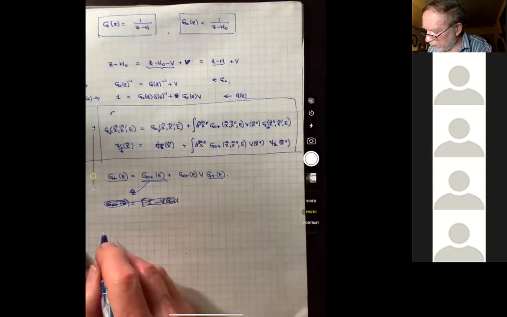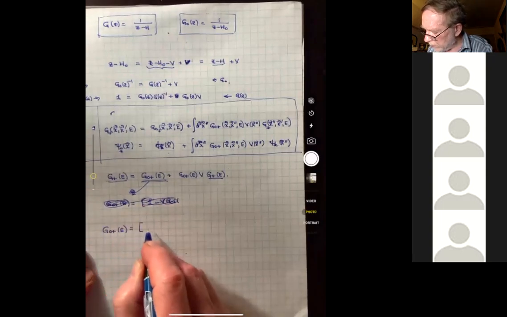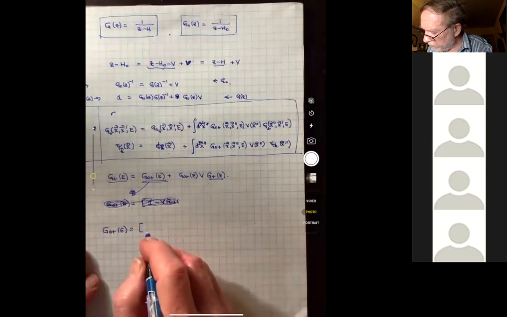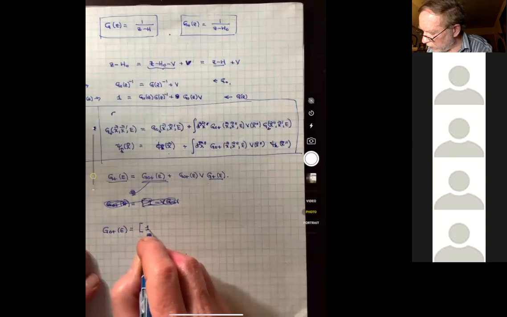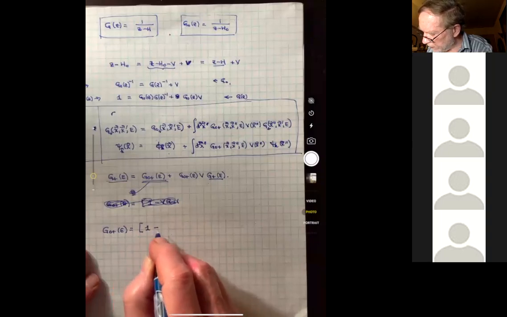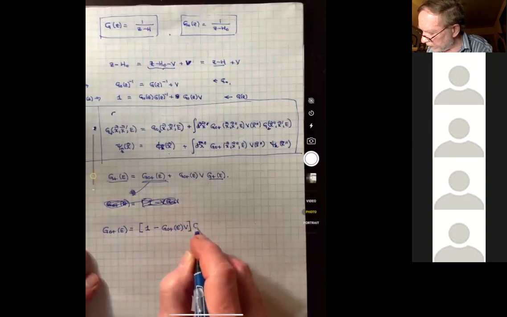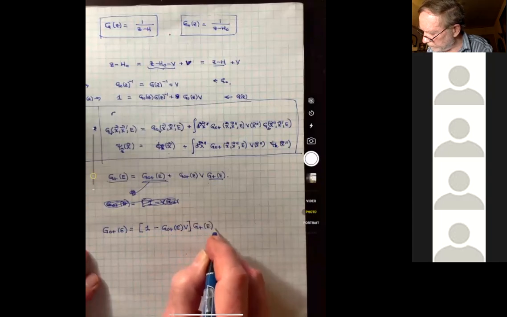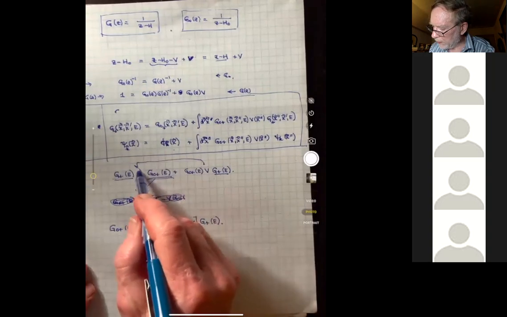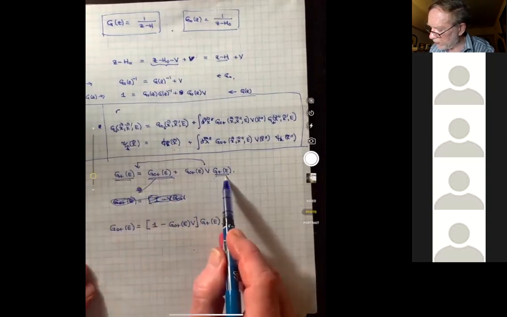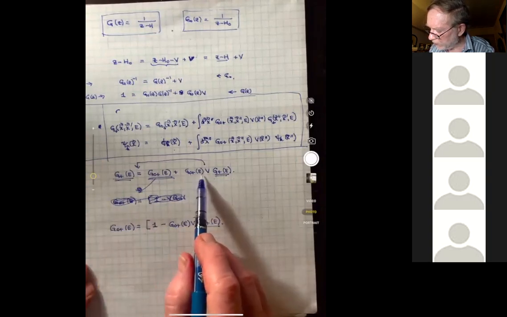Solve for the G0 plus of E. We get G0 plus of E is equal to 1 minus G0 plus of E times potential V, multiplied on the G plus of E. Okay. I brought this term over to the other side. There's a common factor of G plus on the right, which is factored out like this. And the first coefficient is 1. The second one is minus G0 plus V.